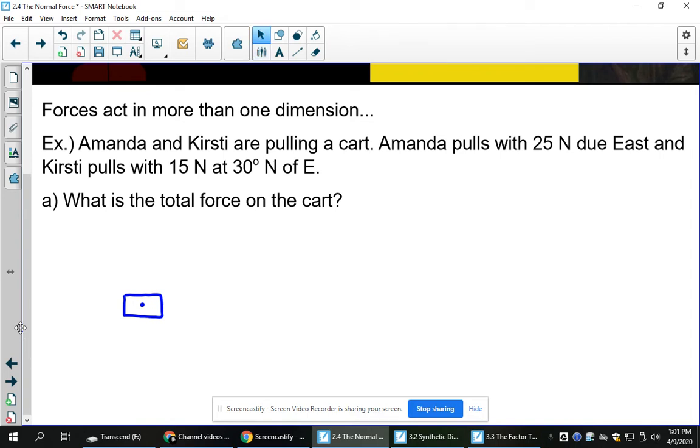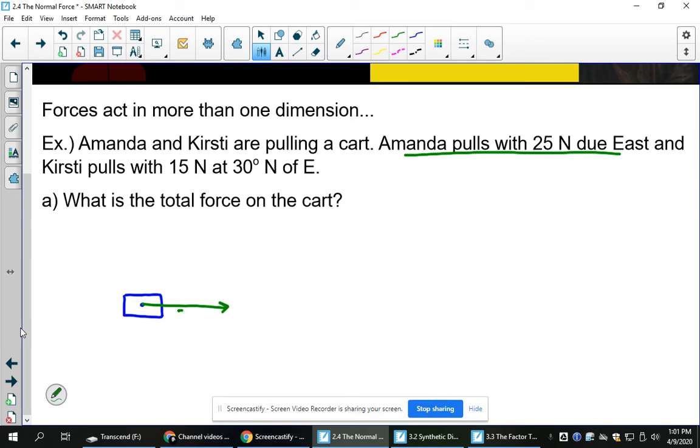Amanda pulls with 25 newtons due east. So this is Amanda, 25 newtons due east. And Kirsty pulls with 15 newtons, so a slightly shorter vector arrow, 30 degrees north of east. So if I look at my east line and I go towards north, that right there is 30 degrees. What do we do with that 30 degrees? Let me draw it again.